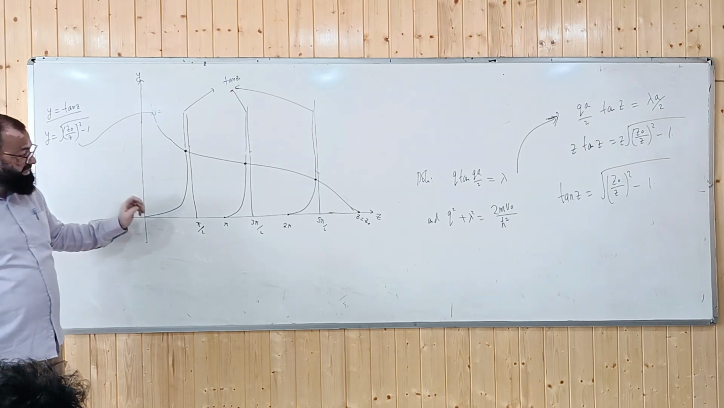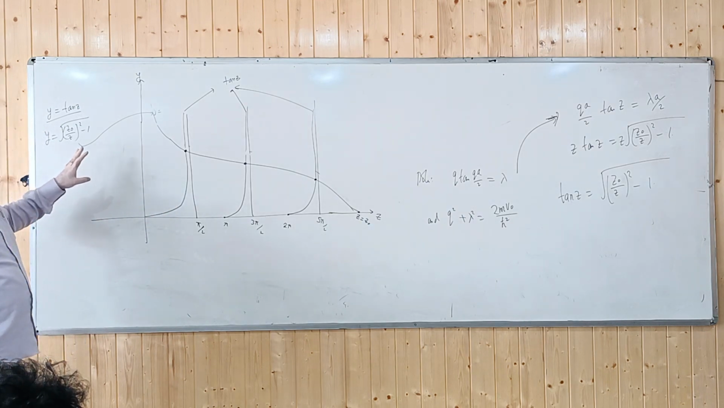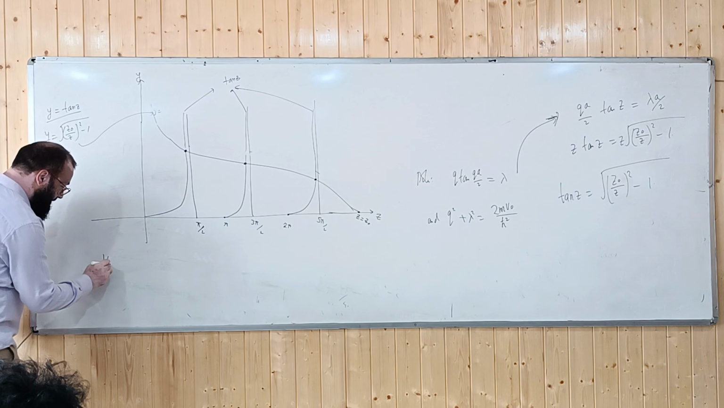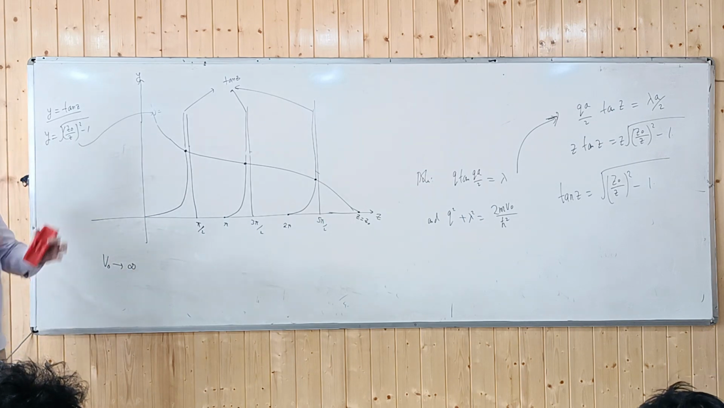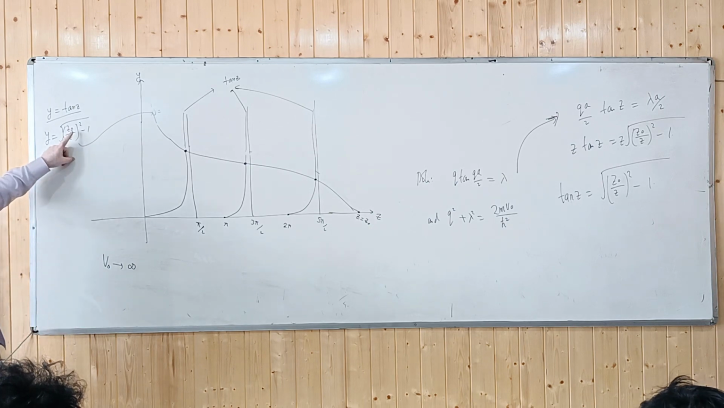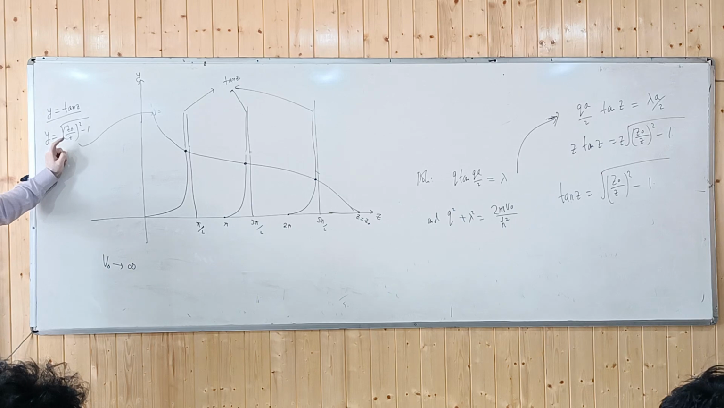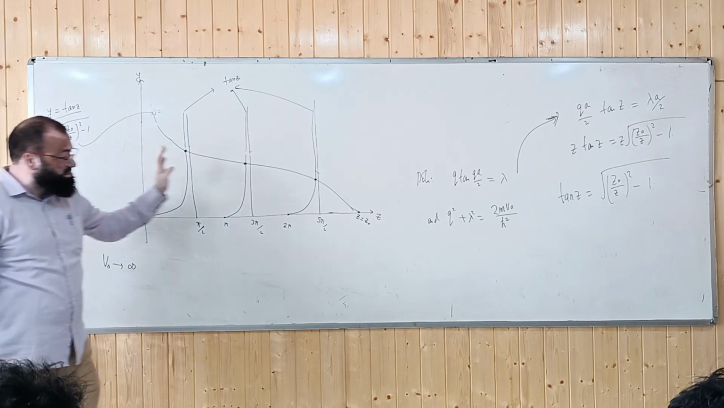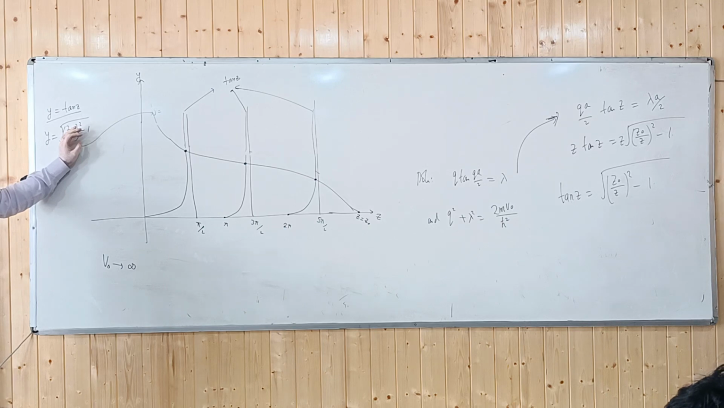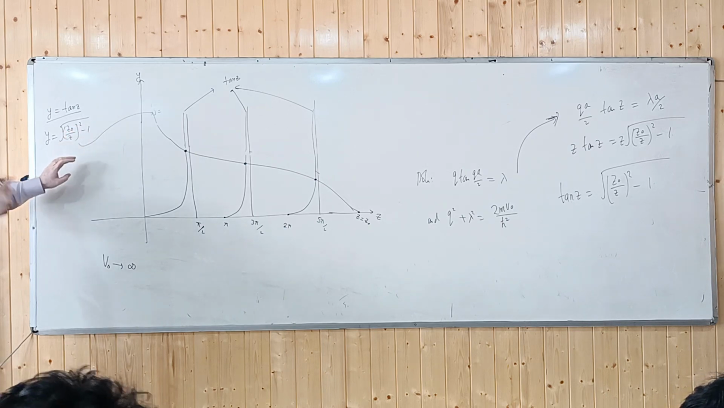Clear? Now, if this z naught, if your potential is deep enough, let's say if your v naught tends to infinity, what does it mean? You are making a potential well. When v naught tends to infinity, this z naught becomes very large. So at very large values, at infinity, it becomes 0, touches the axis. What does it mean? You are having infinitely many possible bound states. For a potential well, how many bound states are there? Infinitely many bound states.